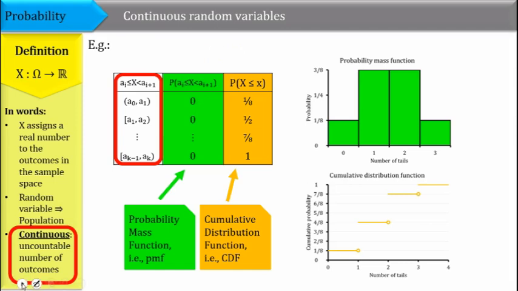So we have to look at intervals. That means we'll take the probability of this interval, the probability of the second, the third, etc. Because we're looking at intervals now, not specific outcomes anymore, the name changes from a PMF, or probability mass function, to a density function.